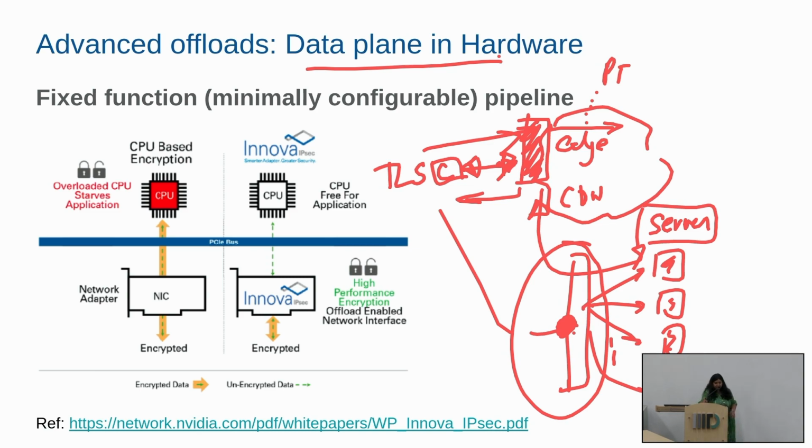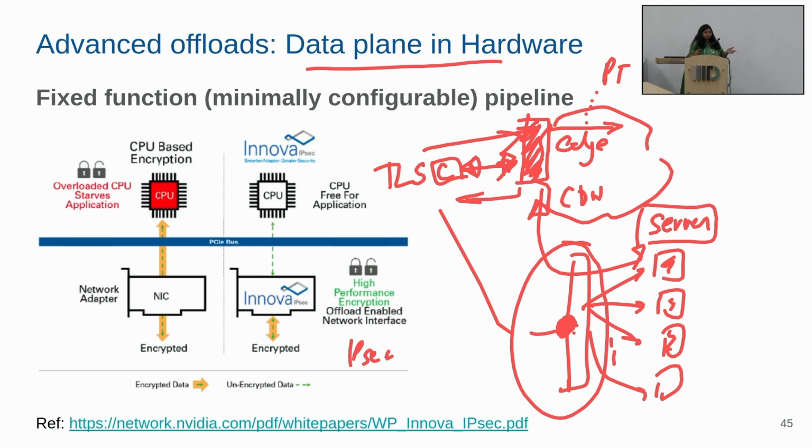So there's one example of a SmartNIC shown over here. The Innova solution, which offloads IPsec. IPsec is again a security protocol for secure communication between two private networks. This is again a compute intensive operation, so these guys have prepared a solution for IPsec.